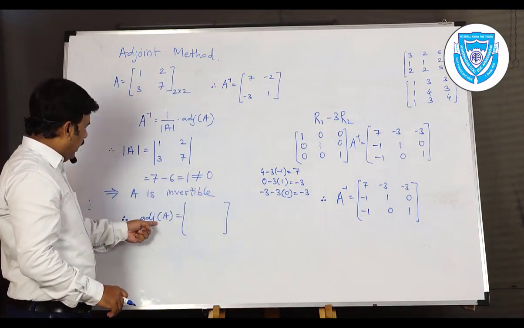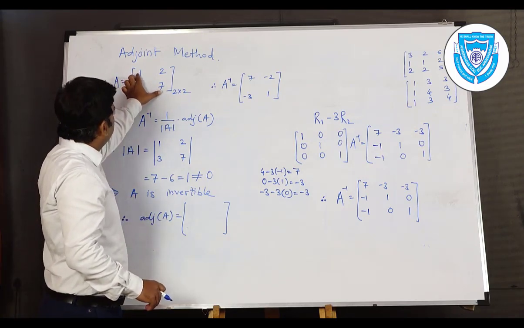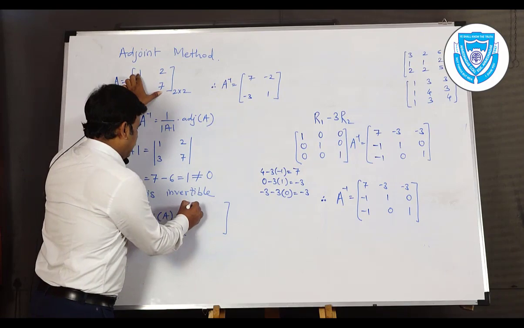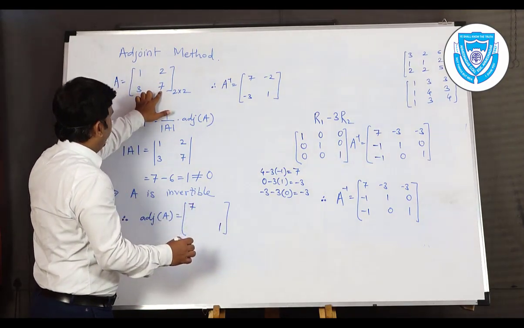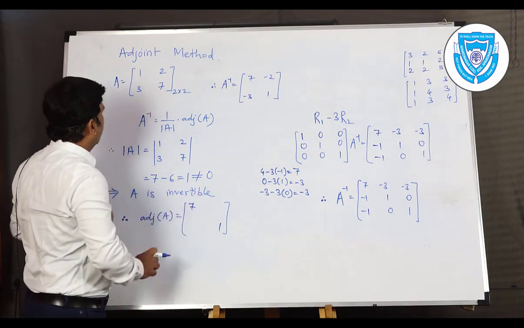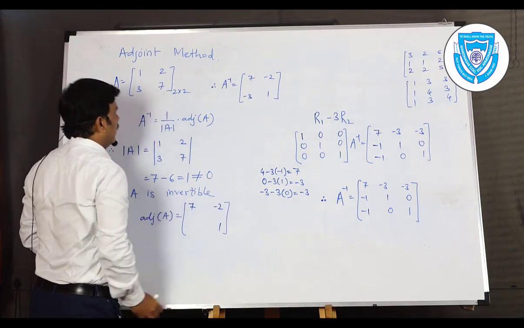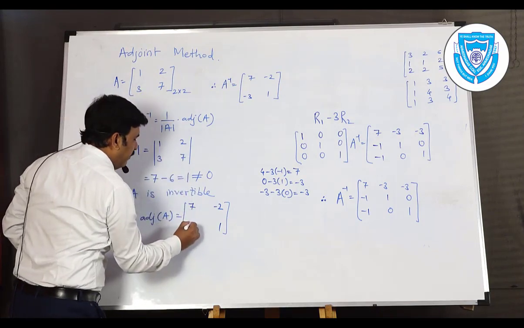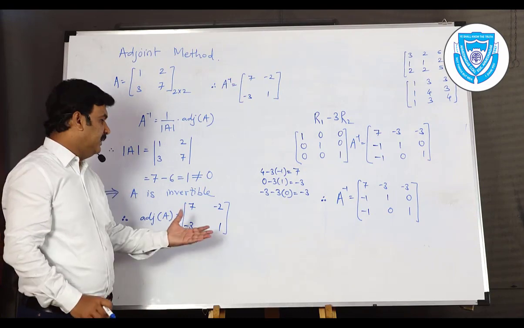Now, adjoint of A is nothing but interchange these two numbers, that is 7 and 1. Instead of 1, we'll write 7. Instead of 7, we'll write 1. We have interchanged these two. And we'll just change the sign of these two. Instead of 2, we'll write minus 2. Instead of 3, we'll write minus 3. And here it is. We got adjoint of A.